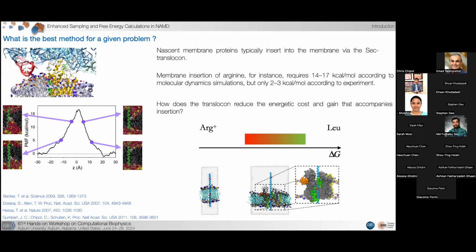Maybe there is a smarter way to do this kind of calculation. After all, we're not really interested in this part. We are really interested in the free energy difference between water and the interior of the bilayer. And so you can rethink this problem from a different perspective, from an alchemical perspective.